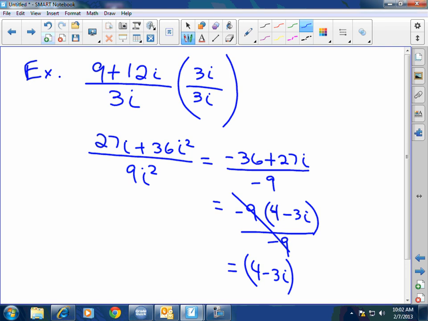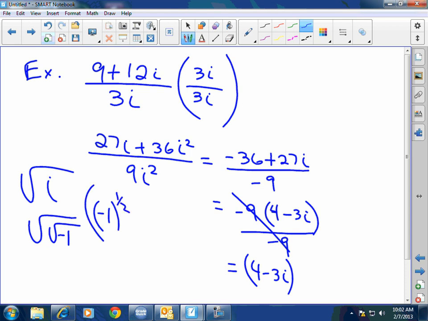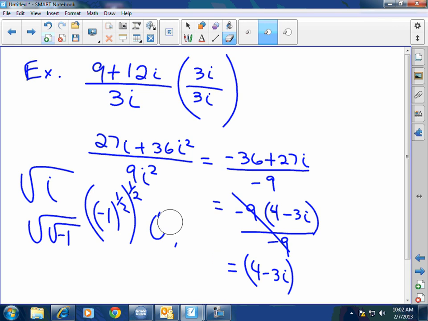If I had a square root of i, that would be the square root of a square root of negative 1. So this would be negative 1 to the 1 half raised to the 1 half. So that would really be negative 1 to the 1 fourth. So that would be the 4th root of negative 1. Okay?